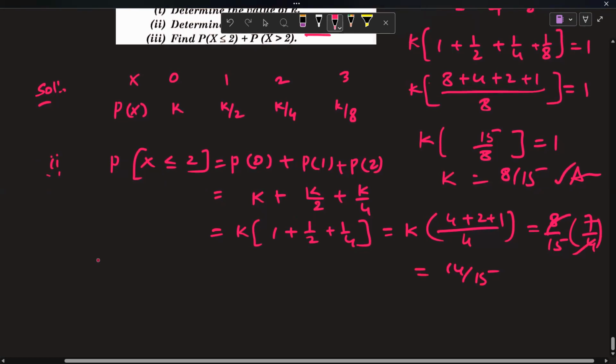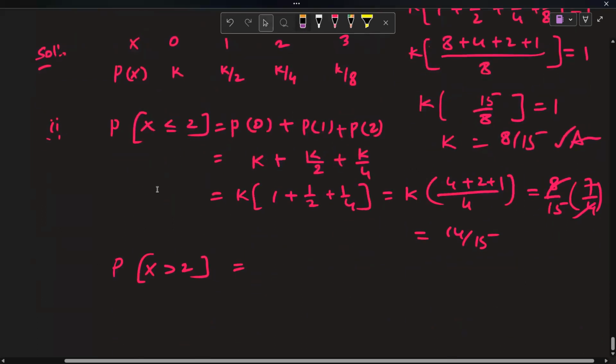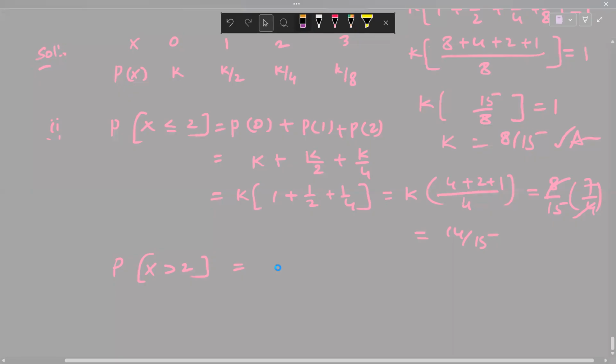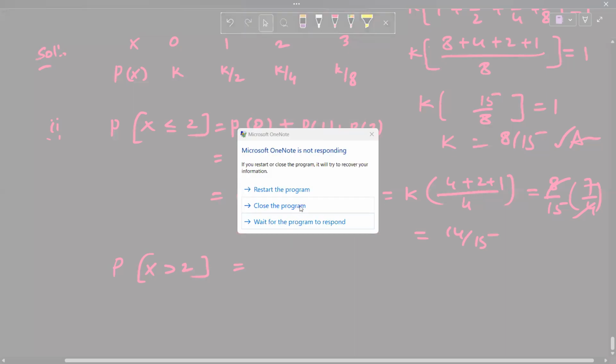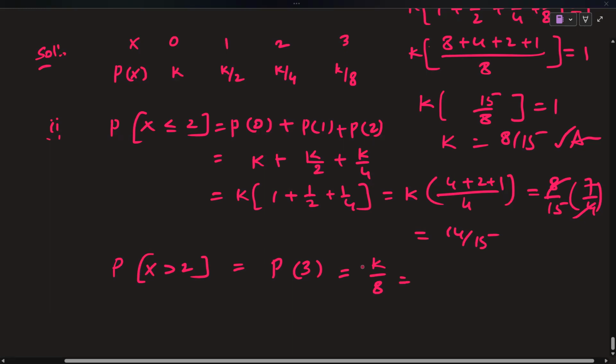Next question. In the second question, he asked two parts. The second part is x greater than 2. X greater than 2 means how many values do we have? Only P of 3 is more than 2. So write down P of x. P of 3 only. P of 3 means how much? K by 8. What is the value of k? 8 by 15. The 8s got cancelled. So 1 by 15 is the answer.